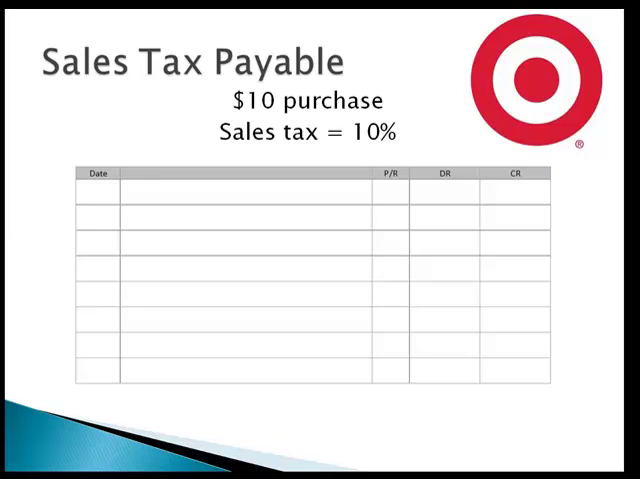Okay? So in this example, Target would need to record the sale. We're talking about a purchase on our behalf, but Target, the company, is going to record a sale. Okay? So how much cash do we have to hand over, and how much cash is Target going to collect? Okay, they're going to collect the $10 plus a 10% sales tax. So Target is collecting cash. Cash is increasing. It increases with a debit. So they're going to collect cash of $10 plus 10% of $10, or $11.